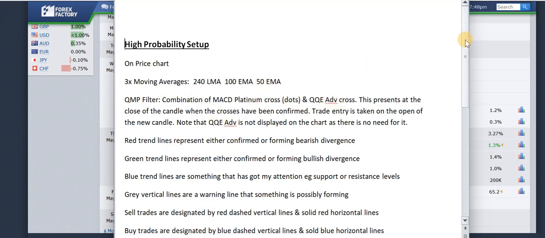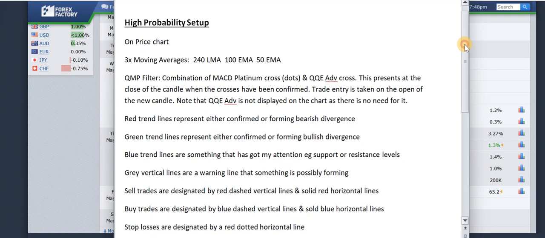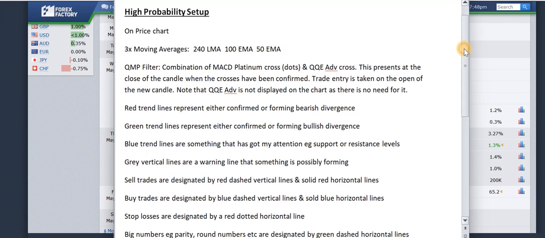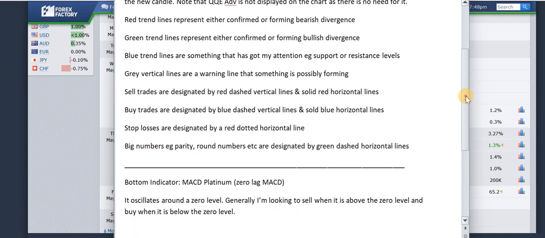This just explains what the different colors represent on the chart. I normally go through it anyway. It's very visual, so sometimes people just like to read the actual numbers. So this is it. You can pause the video, read that, have a look at it. It's pretty straightforward, and I'll go through it all anyway.